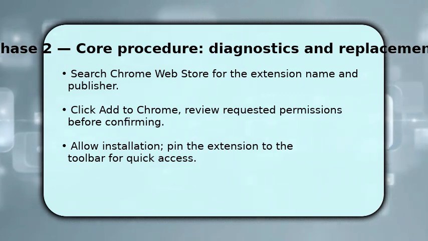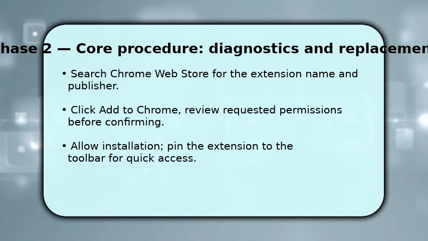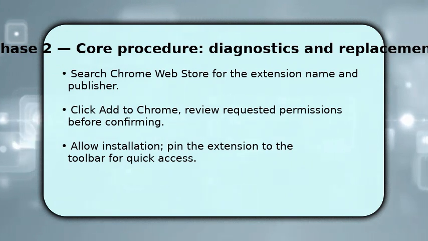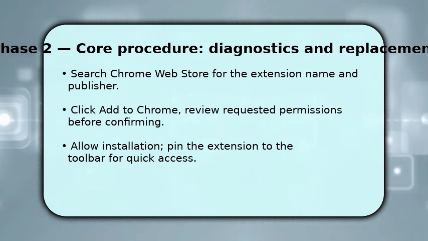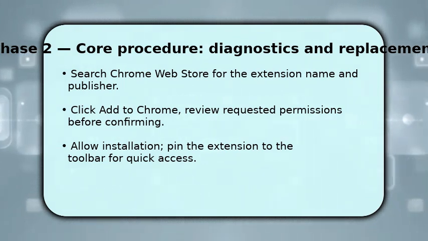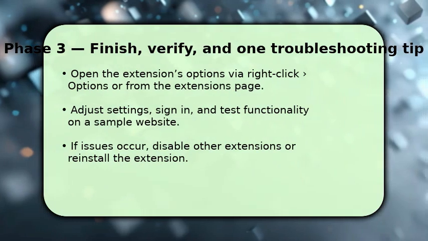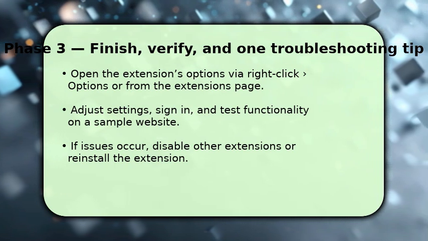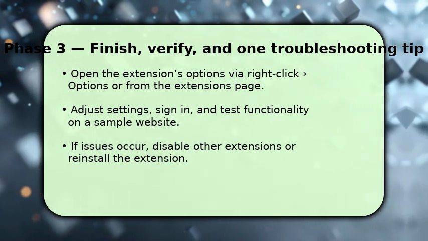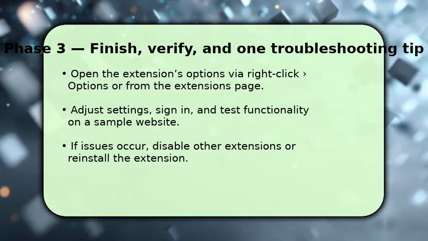Once installed, click the puzzle icon, then pin the extension so it appears on your toolbar. This makes it easy to open and configure immediately. Finally, configure the extension. Right-click it or open details on the extensions page to access options and sign in if required. Adjust settings to match your workflow, then test on a representative site to confirm features work.